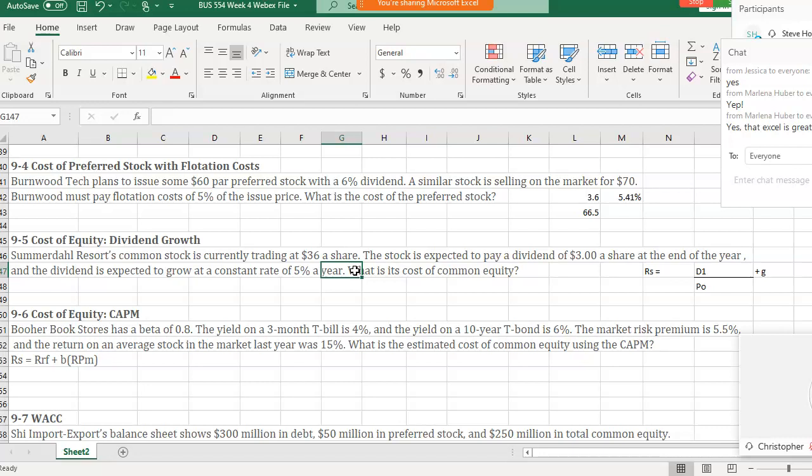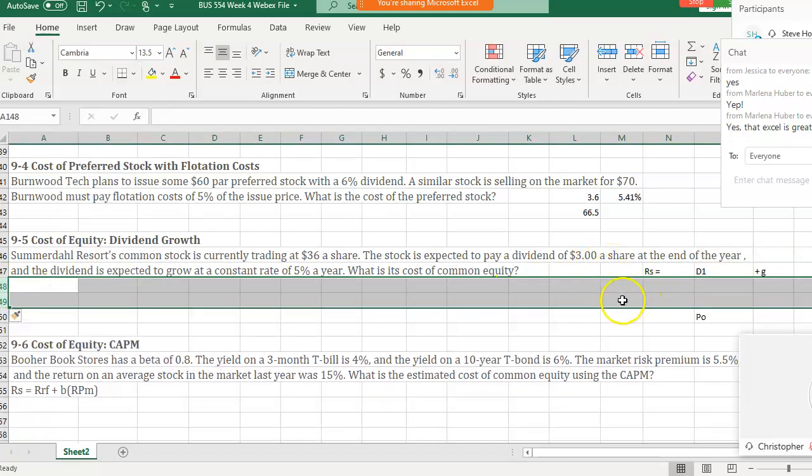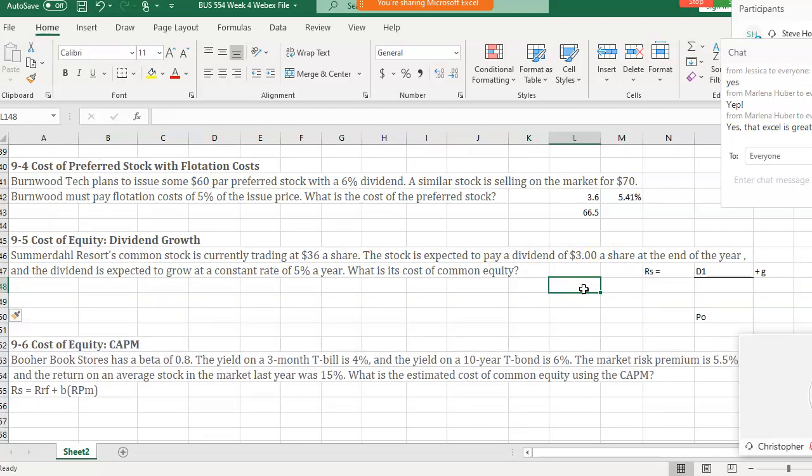So we have common stock trading at 36, expects to pay a dividend of 3, and a growth rate of 5. Here's my formula for R sub S, basically the required return on that stock, S meaning stock. It's D1 divided by P0 plus the growth rate. I'm just going to insert a couple of rows here to give myself some room. D1 is 3 because it says the dividend is expected to be paid at the end of the year. So D1 is 3, so I'll type that in.